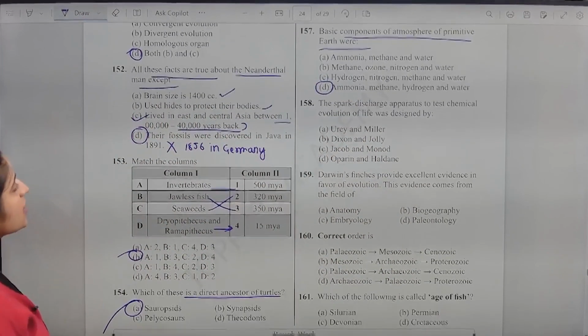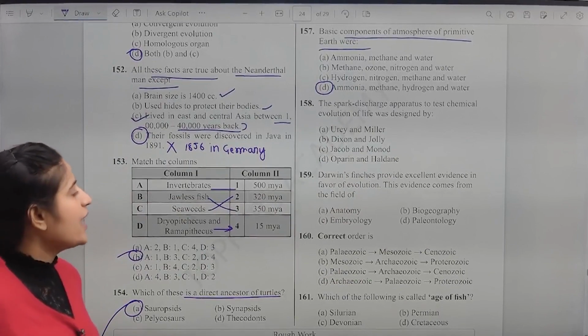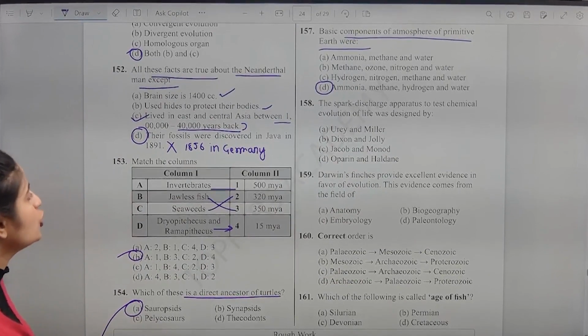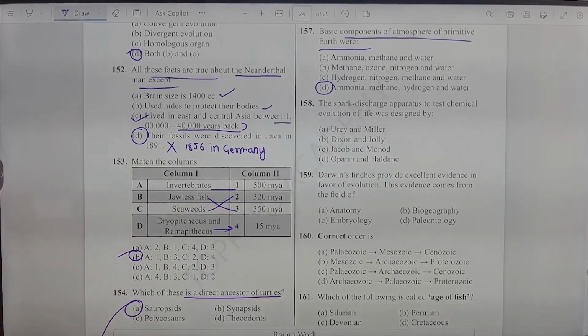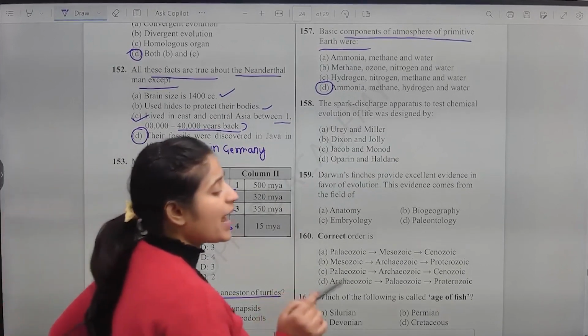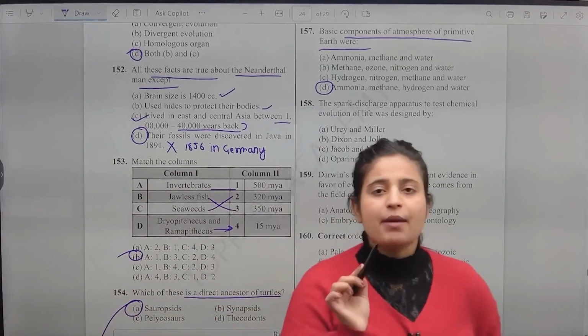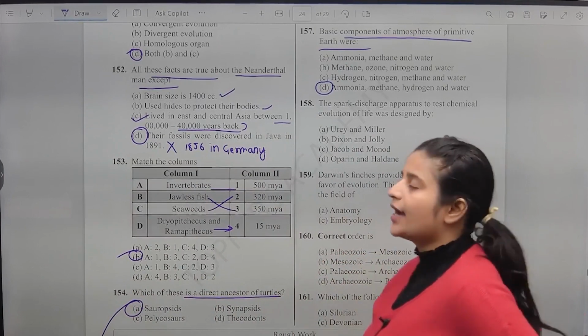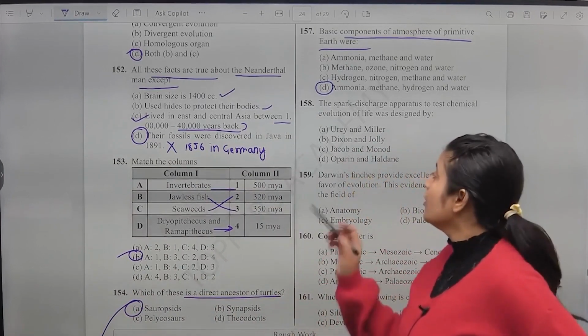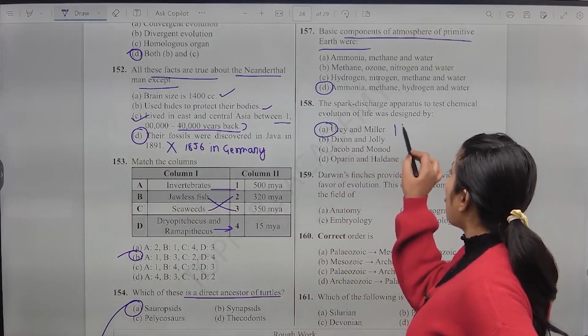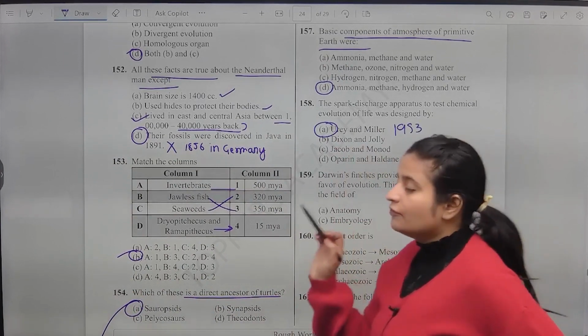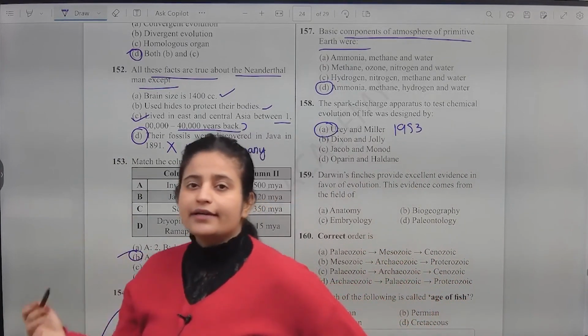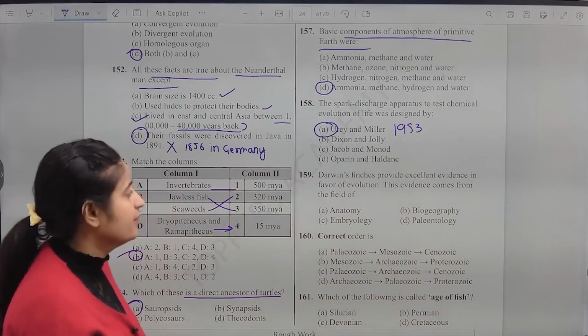Next is, the spark discharge apparatus to test the chemical evolution of life was designed by. This was practically experimented by two scientists, Urey and Stanley Miller, in 1953. They created all the same conditions which were explained by the earlier scientists in their practical. Okay.